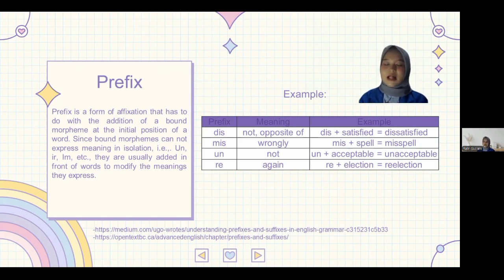For example, the prefix dis- means not or opposite of. In front of it we add dis-, and behind we add satisfied, so the word becomes dissatisfied. Number 2 is mis-, meaning wrongly. In front we add mis-, and behind we add spell, so the word becomes misspelled.